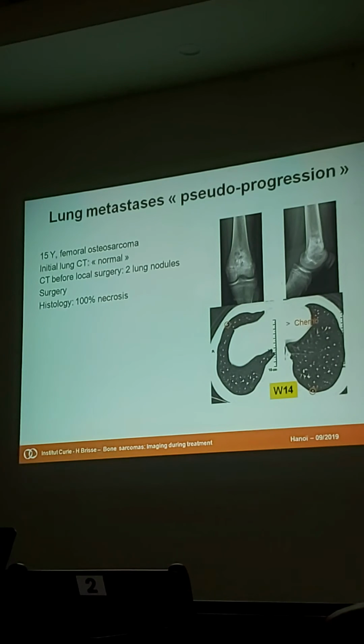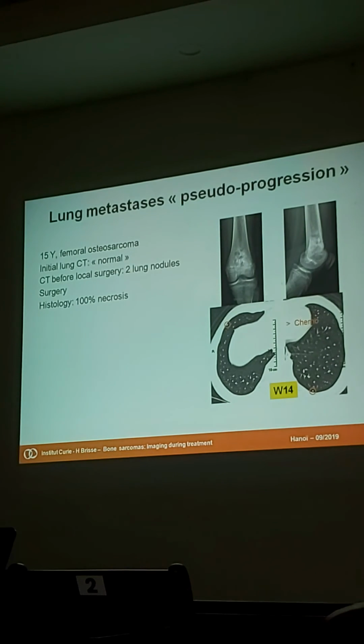The problem is that this phenomenon of pseudo progression can also occur in the lung. For example, here, a 15-year-old boy with a femoral osteosarcoma. The initial CT was classified as normal, and the patient had chemotherapy. And when we performed the CT just before performing the local surgery, we detected 2 nodules, here and here. So after chemotherapy, 2 nodules that were not present at diagnosis.